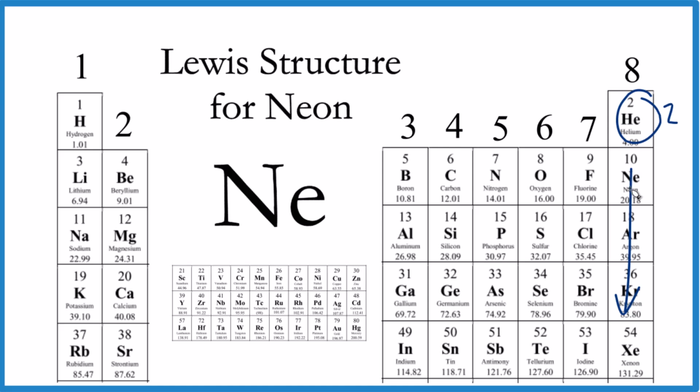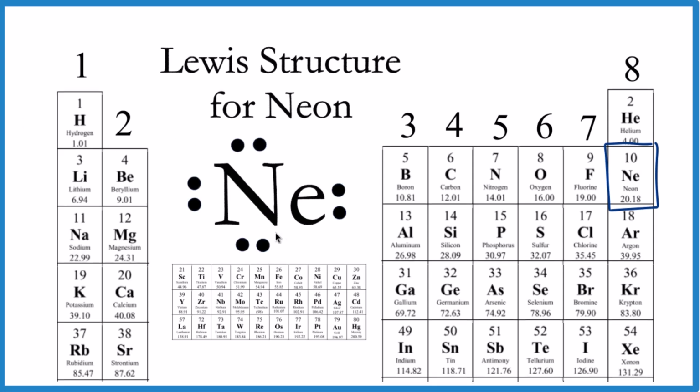But right here is neon. And that's what we're looking for. So neon, because it's in group 8, sometimes called group 18, it has 8 valence electrons. That's going to give us our Lewis structure. So let's put 8 valence electrons around neon. And that's it. That's the Lewis structure for neon.